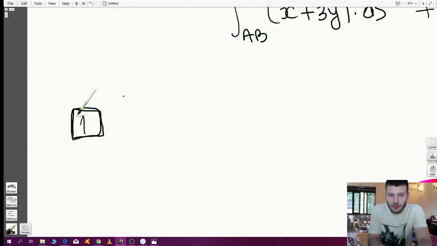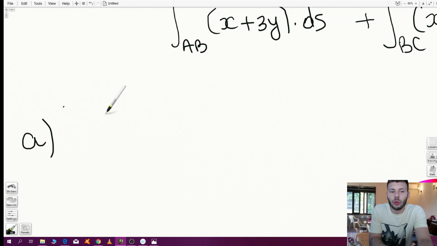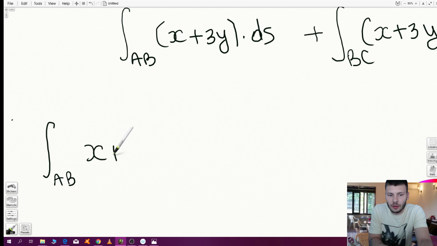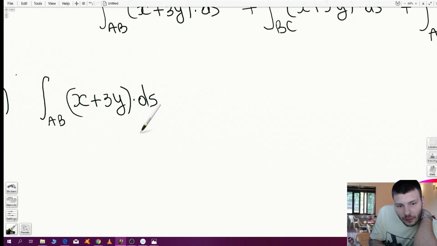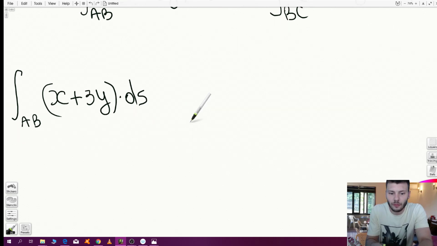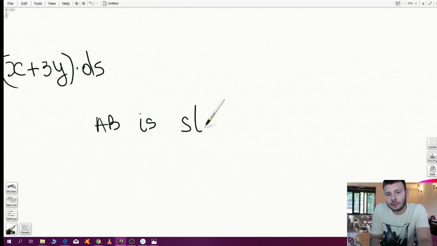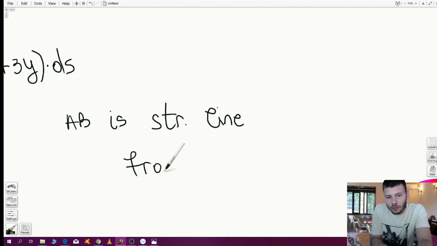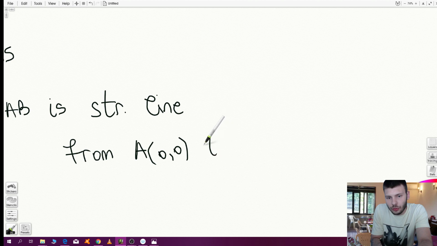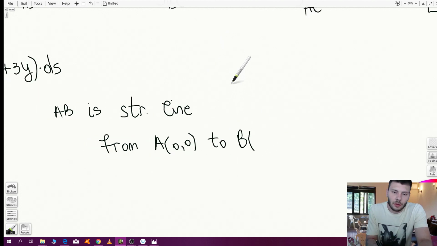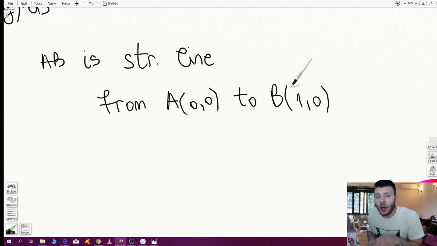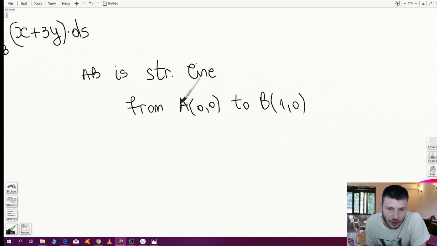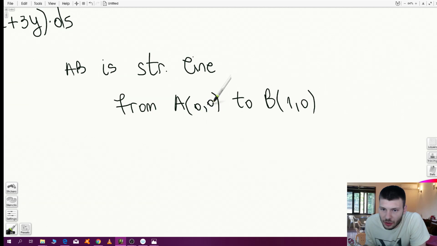First integral. Okay, I will just call it A. A will be the integral over the curve AB of x plus 3y times ds, where AB is the straight line from A (0, 0) to B (1, 0). I remind you again that you can choose from which point to which point you do the integration. I think this is easier to parameterize, so I choose from point A to point B.